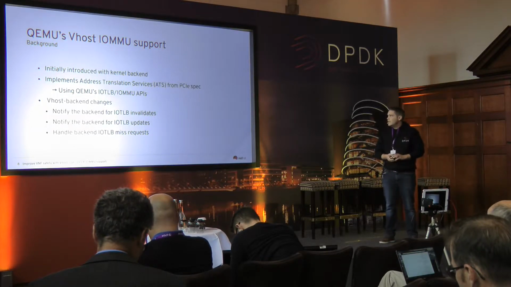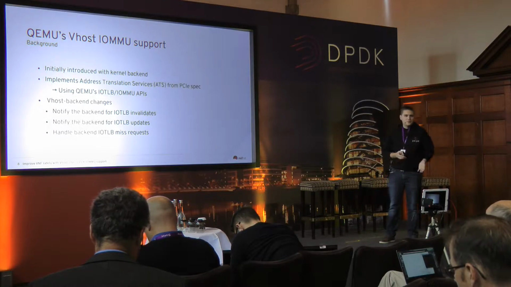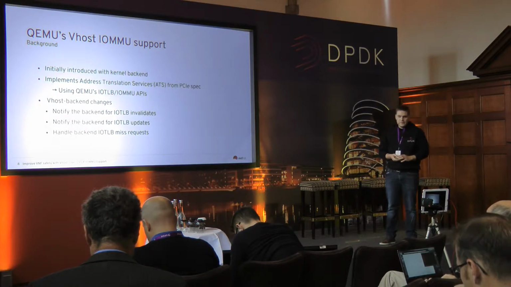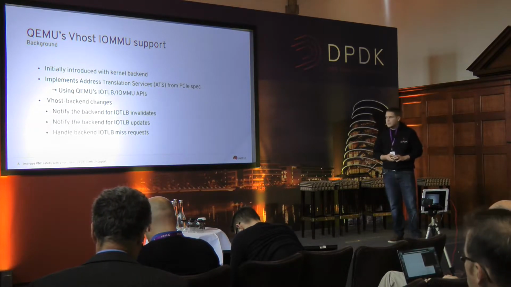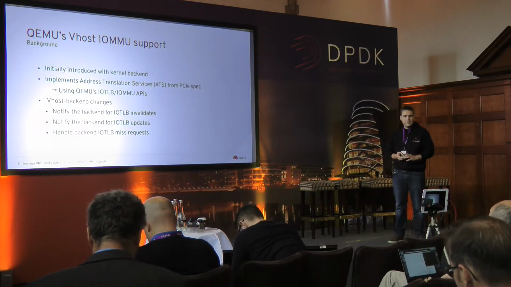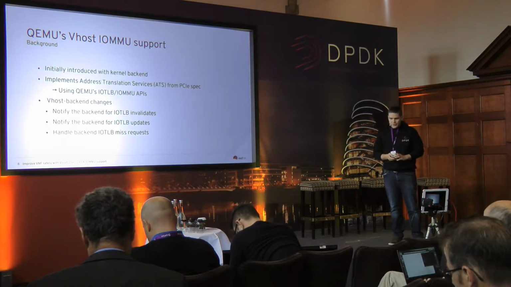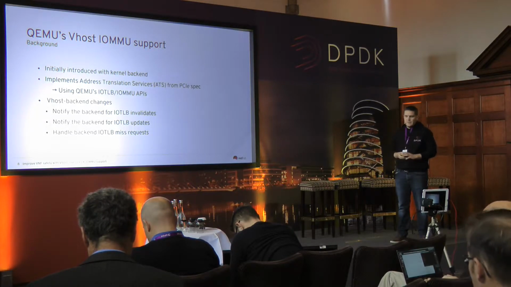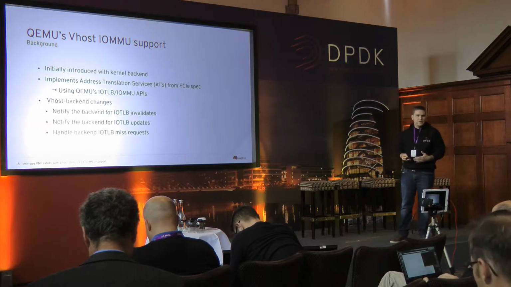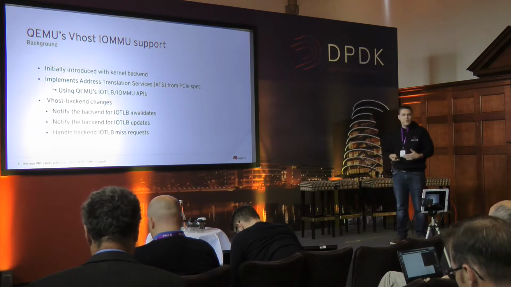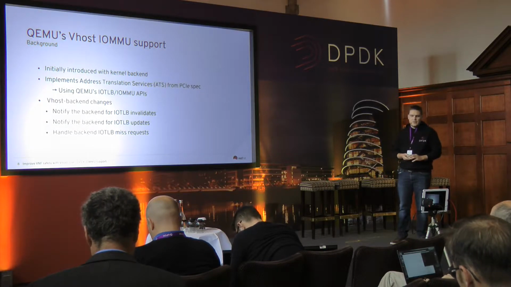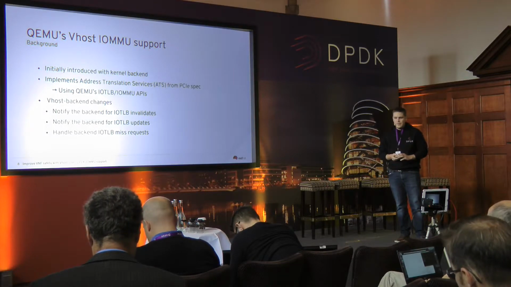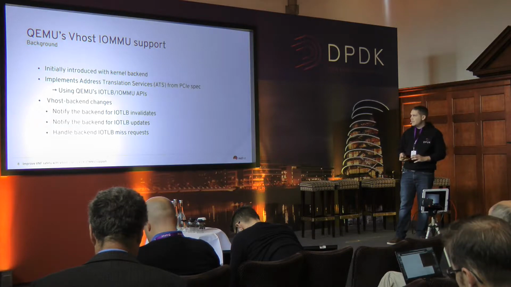Getting Vhost IOMMU support in QEMU was initially introduced by Jason Wang for the kernel backend. It implements address translation services from the PCI specification using the API I mentioned in the previous slide. On the Vhost backend side, it requires some changes to be able to notify the backend when there is an IOTLB update or invalidate. And the backend driver also has to be able to send the IOTLB miss request to QEMU.